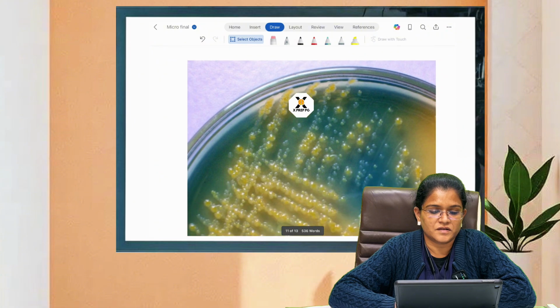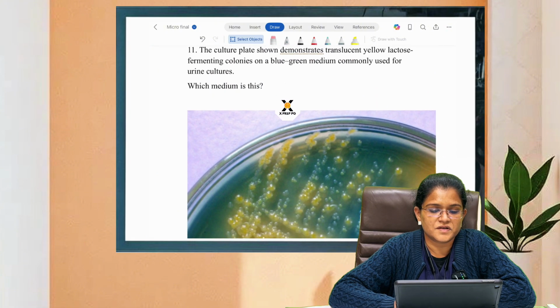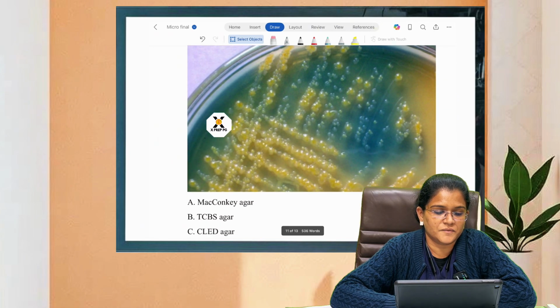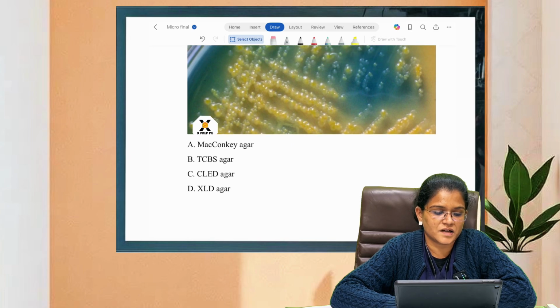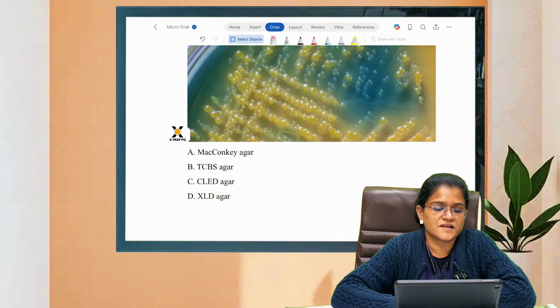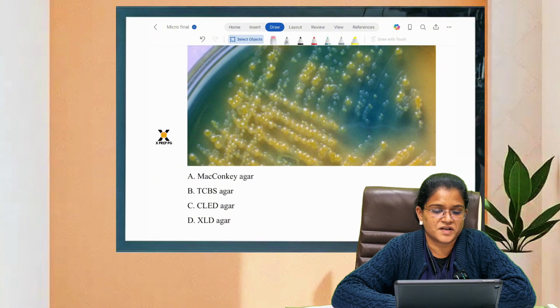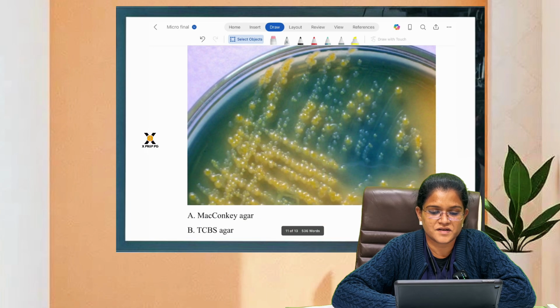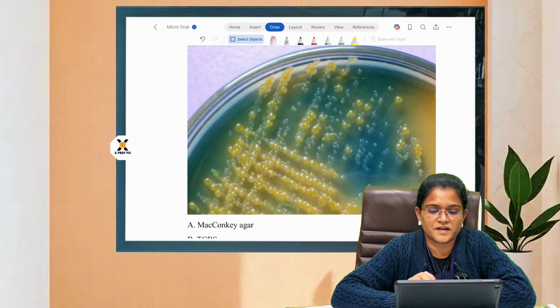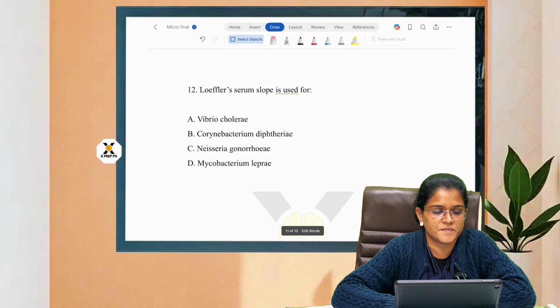11th question, in a figure given, the growth is showing yellowish colonies. Culture plates shown demonstrate translucent yellow lactose fermenting colonies on blue-green medium commonly used for urine cultures. So which is this medium? Typically MacConkey is a pink color medium, then TCBS, CLED and XLD. So this is CLED, cysteine lactose electrolyte deficient agar, which is typically used for urine cultures, which inhibits swarming of Proteus and shows colonies of lactose fermenting organisms as yellow, which is depicted in this picture.